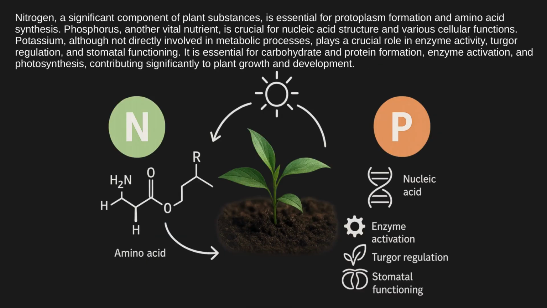Nitrogen, a significant component of plant substances, is essential for protoplasm formation and amino acid synthesis. Phosphorus, another vital nutrient, is crucial for nucleic acid structure and various cellular functions. Potassium, although not directly involved in metabolic processes, plays a crucial role in enzyme activity, turgor regulation, and stomatal functioning. It is essential for carbohydrate and protein formation, enzyme activation, and photosynthesis, contributing significantly to plant growth and development.